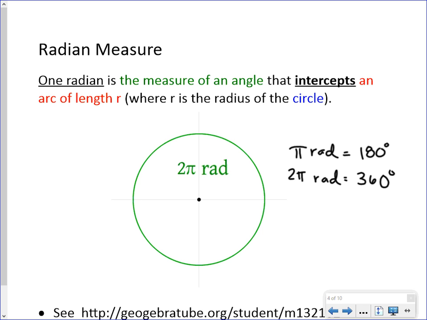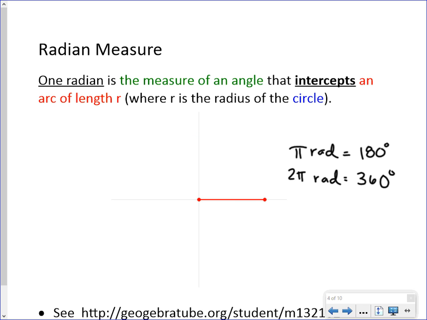Okay, so think about it. We can get 3 and a little bit more into 180. So 180 divided by 3 would be about 60. So it's just a little bit less than 60.